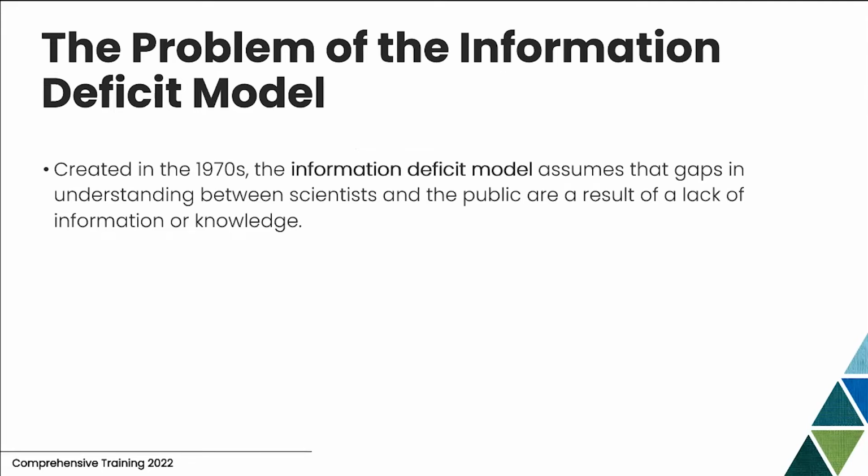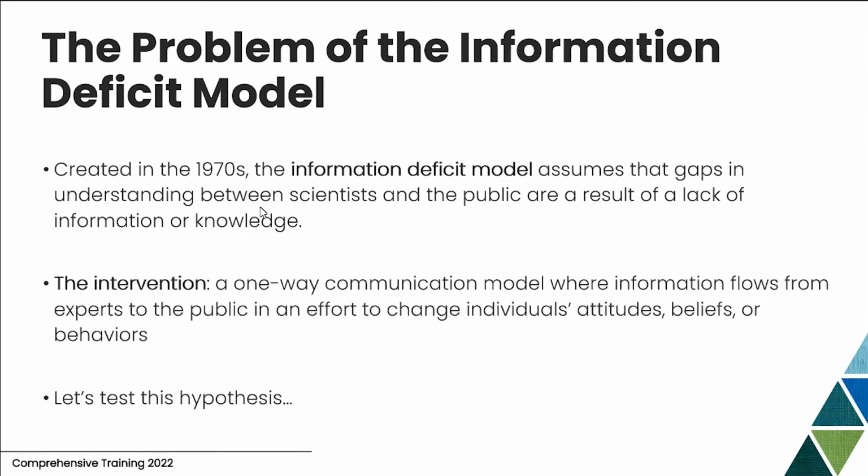Created in the 1970s, the information deficit model assumed that gaps in understanding between scientists and the public are the result of a lack of information and knowledge. This is the belief that a lack of information or knowledge about something is what leads to problems in behavior and why people aren't doing what they're meant to do. So the intervention naturally would be a one-way communication model where information flows from experts, or people who are called experts, to the public in an effort to change attitudes, beliefs, or behaviors.